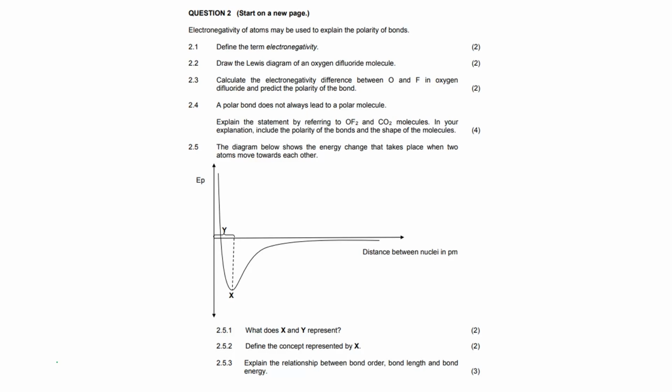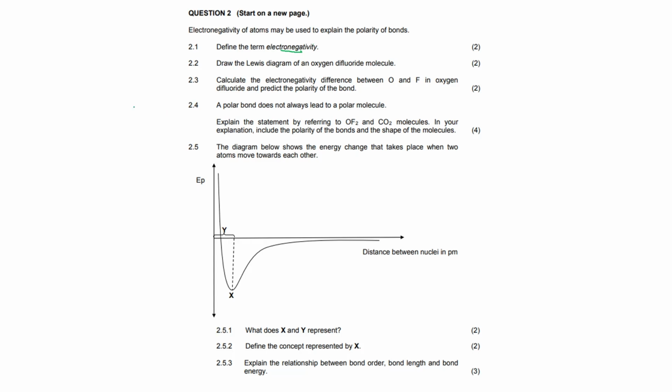Hi guys, let's take a look at this question. They tell us that the electronegativity of atoms may be used to explain the polarity of bonds. Define electronegativity. So just memorize your definitions, right? Electronegativity is a measure of the tendency of an atom in a molecule to attract bonding electrons.